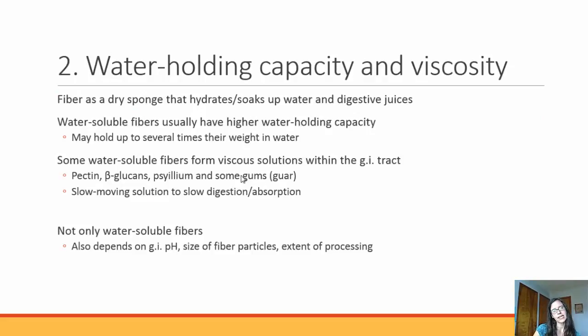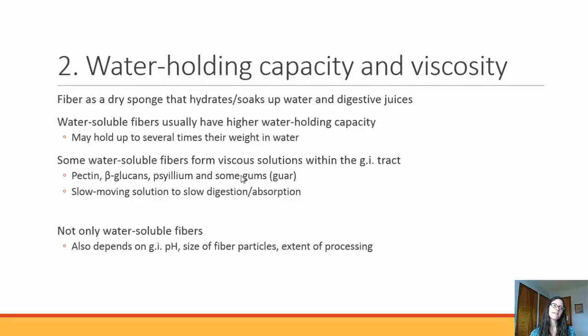So our second characteristic is water holding capacity and viscosity. And as I said, there's a lot of overlap between water holding capacity and viscosity and water solubility. But not only water soluble fibers have high water holding capacity. It depends on the pH, where you are in the GI system. It depends on the size of the fiber particles or the extent of processing. So for instance, coarse bran has a higher water holding capacity than fine bran, whereas the fine bran increases fecal bulk and transit time. So when we maintain the integrity of the grain, it has more water holding capacity.